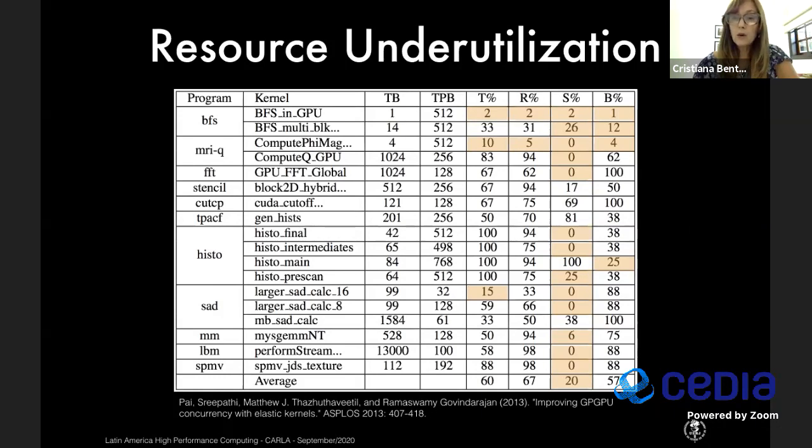I marked in yellow the resources that use less than 30%. But if we look at the numbers, we can see clearly that this GPU is underutilized. And we are talking about a GPU from 2010, because these experiments were run on a Fermi architecture, which is much, much smaller than the architecture that I showed you in the previous slides, than Volta or even Maxwell.